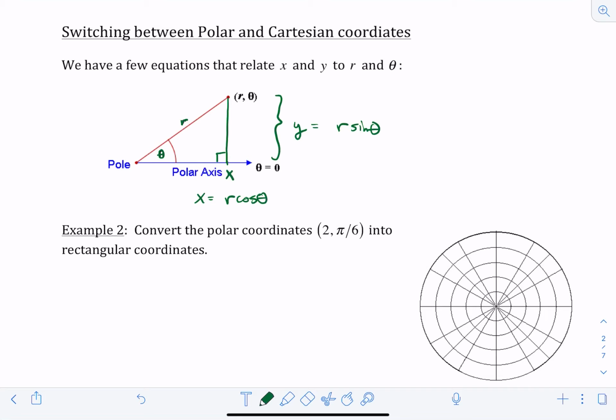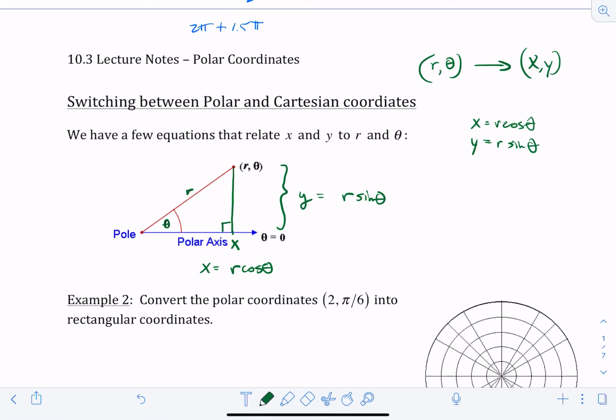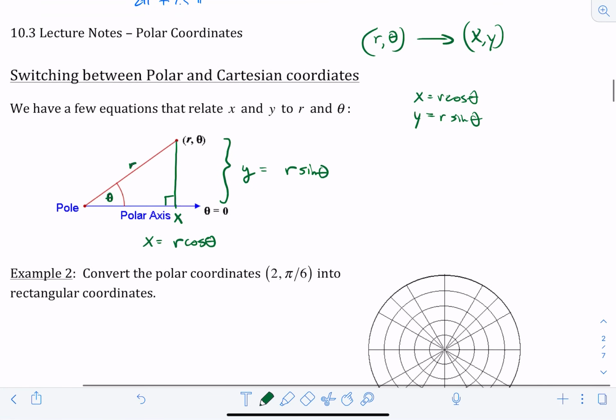So if they give me r and theta, I could switch to xy pretty easily. I have the equations x is equal to r cosine theta and y is equal to r sine theta. So that's useful for going from r theta into Cartesian xy, right? What if I want to go the opposite direction? What if I want to go from xy to r theta?